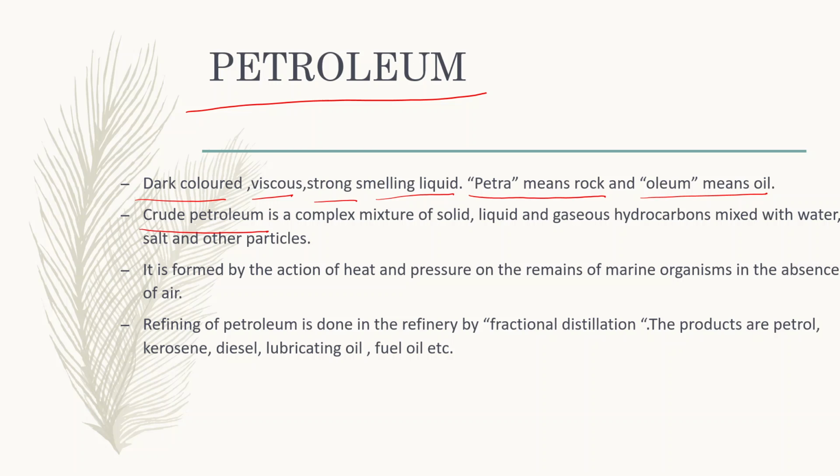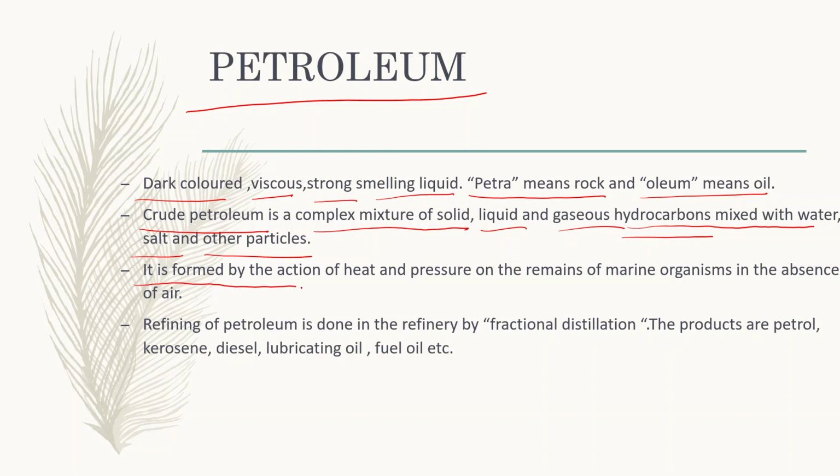Crude petroleum. What is crude petroleum? Crude petroleum is a raw form of petroleum, which is a complex mixture of solid, liquid, and gaseous hydrocarbons mixed with water, salt, and other particles. Do you know what hydrocarbons are? Hydrocarbons are compounds that mainly contain hydrogen and carbon.